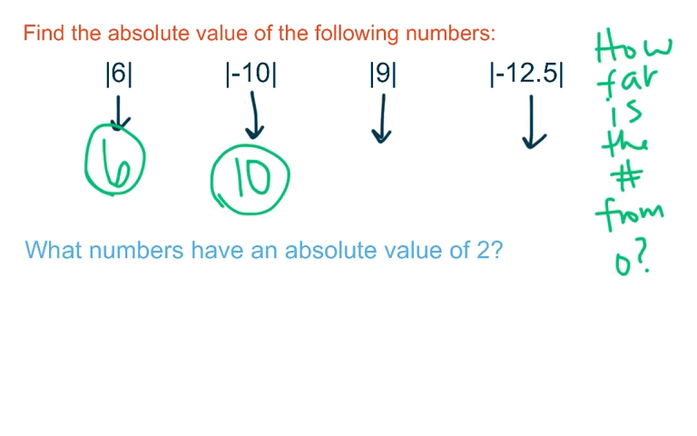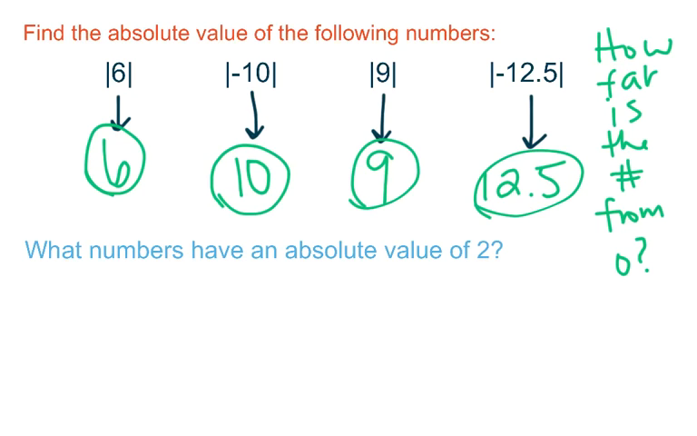How far away is 9 from 0? So the absolute value of 9 is going to be 9. Notice that all 3 of these answers so far are positive. And what about a decimal? Decimals hold the same thing as whole numbers. So I'm still looking, how far is -12.5 from 0? Well, it's 12.5 away from 0, even though it's a negative number.